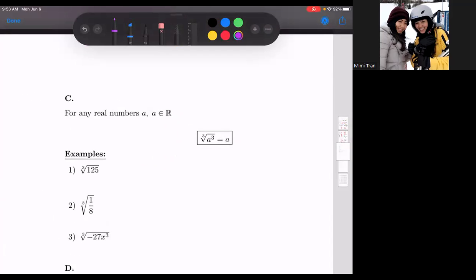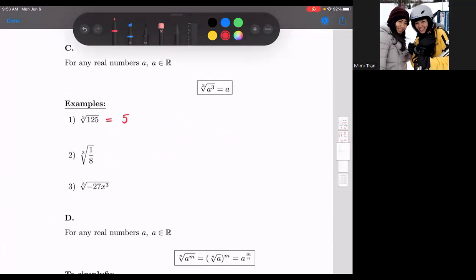What is the cube root of 125? You should know this. 5, right? I don't need absolute value, first of all, because of the number. What about this one? How can I rewrite the 8? I need to turn it into a cube. What number when you cube gives you 8? Yeah, 2 times 2 times 2, 3 times, right? So 2 cubed. I can rewrite it like this.